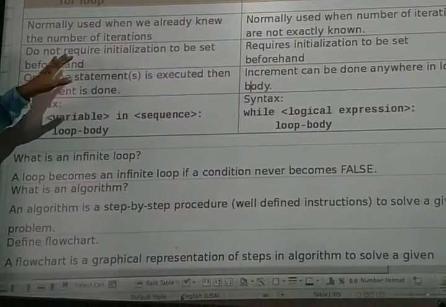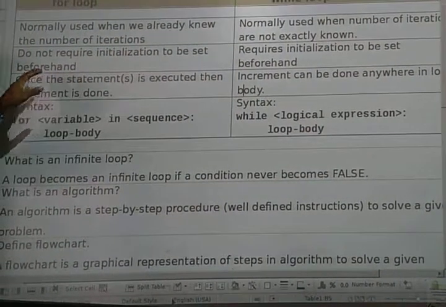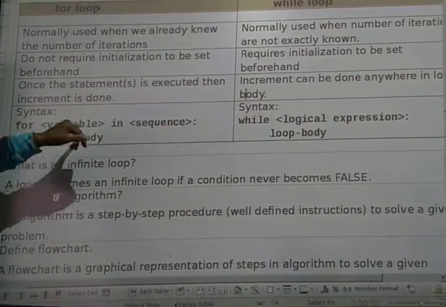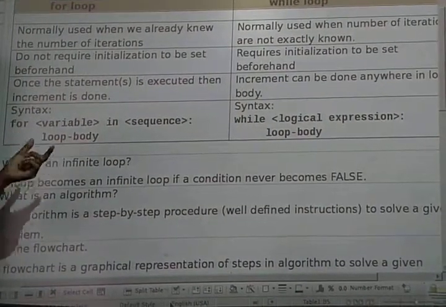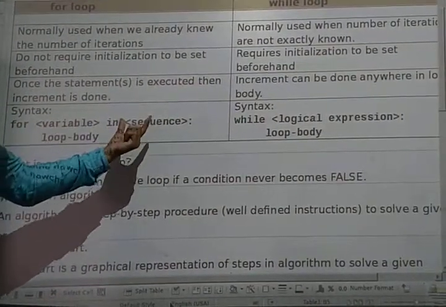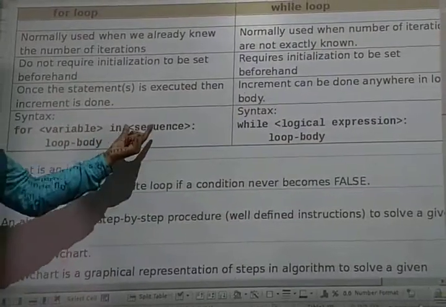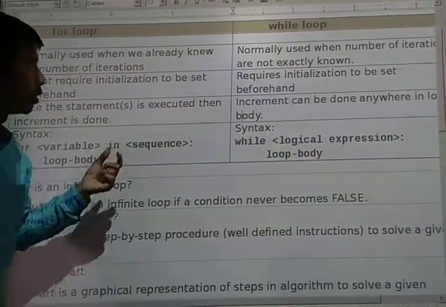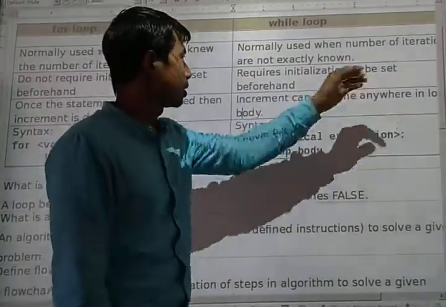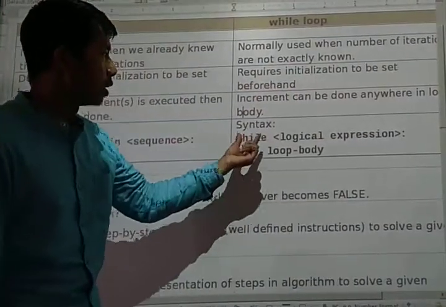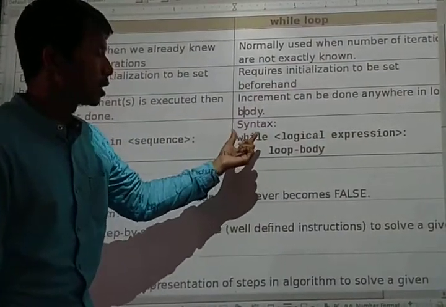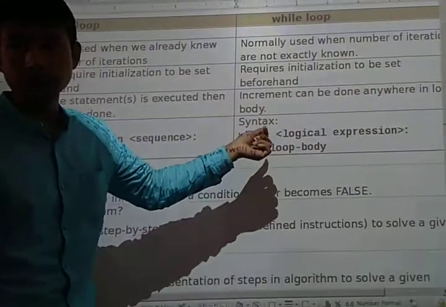Next one is that the while loop does not require initialization to be set beforehand. As you know, this is the syntax of the for loop. Here we can give the initial value of the loop variable, but the while loop requires initialization to be set beforehand. So here the loop variable should be initialized before the loop body or this condition.